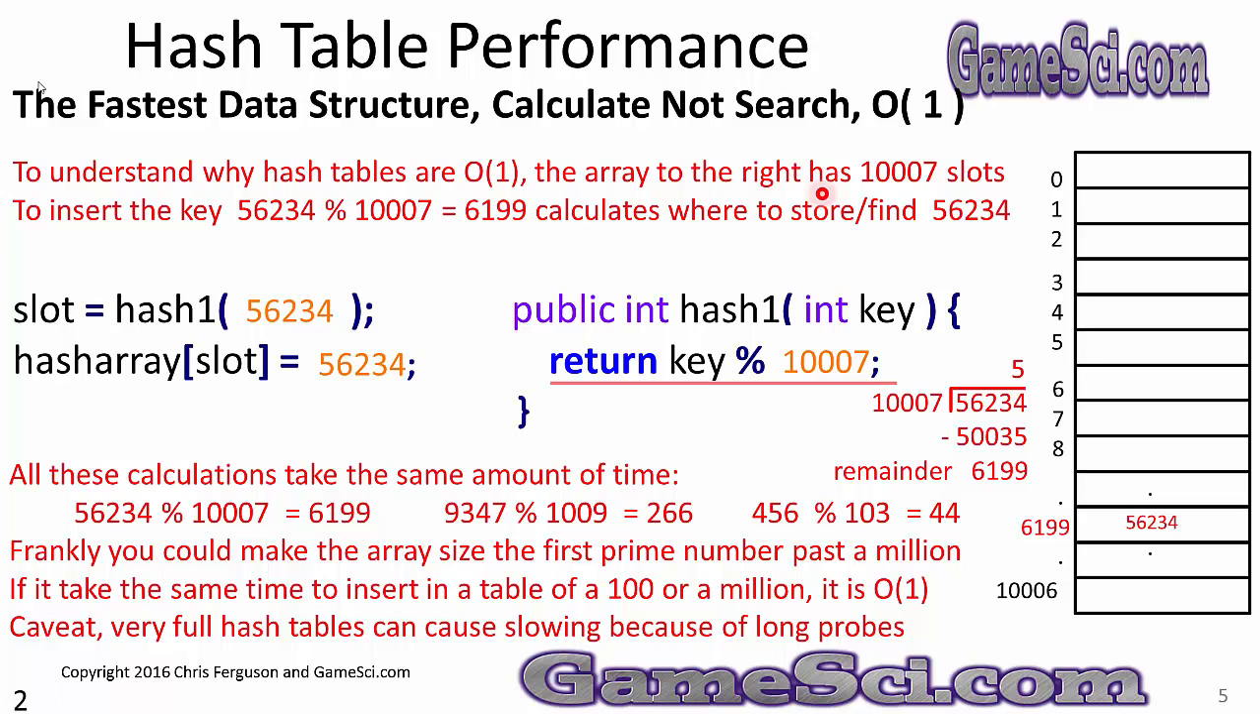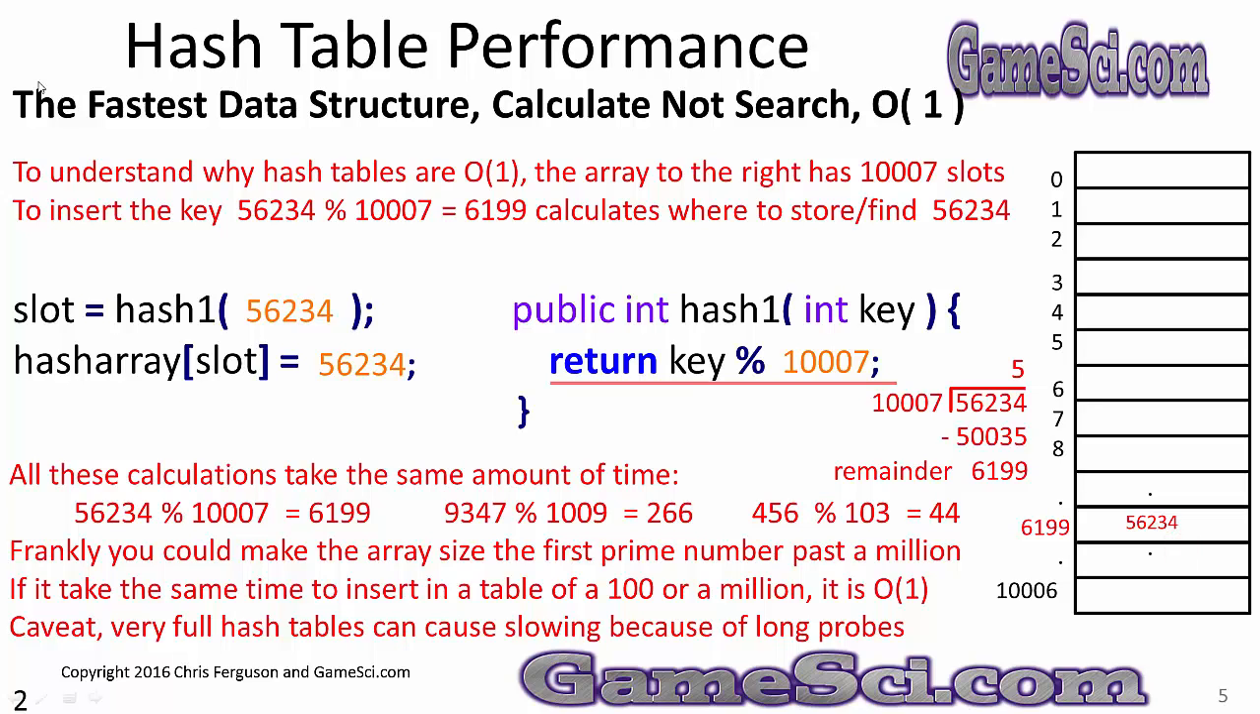The array to the right now has 10,007 slots. These may seem like strange numbers, but these are all prime numbers. 10,007 is a prime number just past 10,000. To insert the key 56234, do a modulus on 10,007, and it calculates 6199 is where I should store and find 56234. Well, if you do the math, it goes in there 5 times. 5 times that is this, and my remainder is 6,199. That's where I want to store the key 56234.